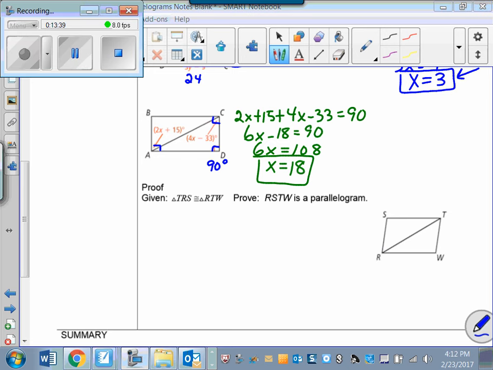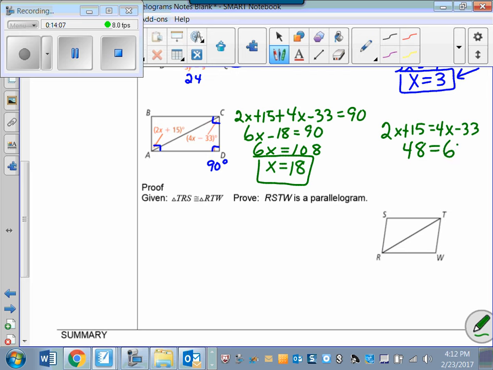I kind of went about this in a roundabout way. Now that I'm looking at my work, I'm seeing there was a much easier way to do this. Both of the angles that are labeled there in red, they're alternate interior angles, right? And they're made by parallel lines. So I could have simply just said 2x plus 15 equals 4x minus 33. And then I would have, let's see, 33 plus 15, 48 equals 6. Wait a minute. Something's wrong here. Let me study this for a moment.